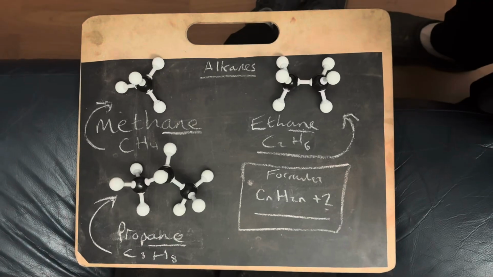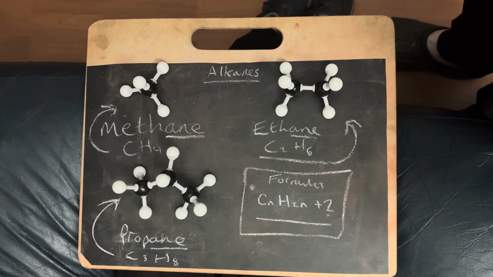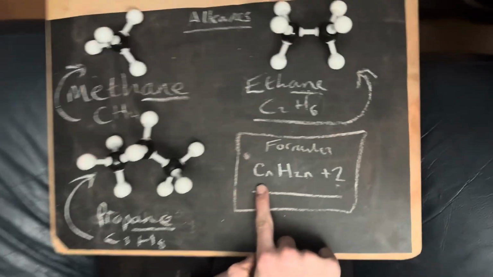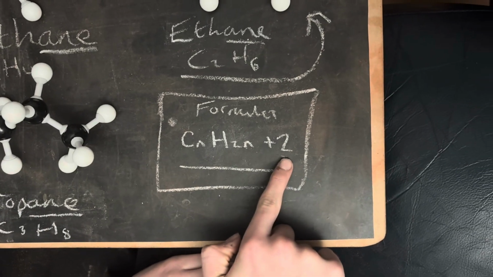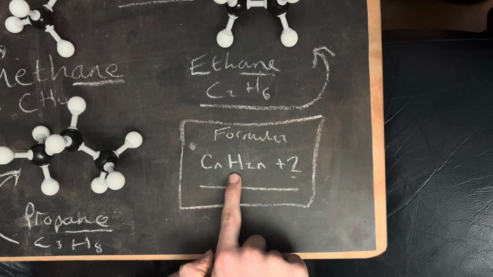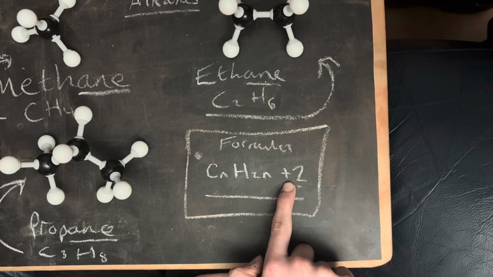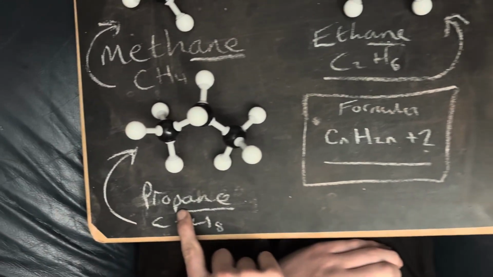What are alkanes? Well, alkanes are molecules that have a formula, CnH2n+2. This means that for every one carbon there are two hydrogens, with an additional two hydrogens afterwards. So here's an example. Propane.